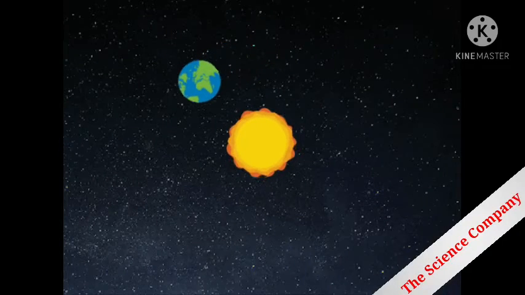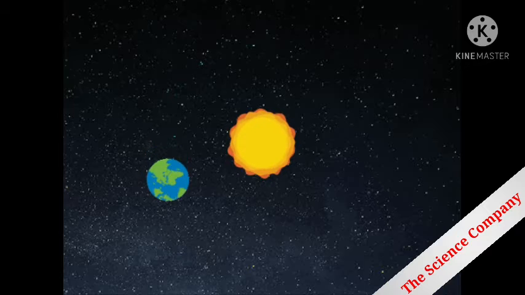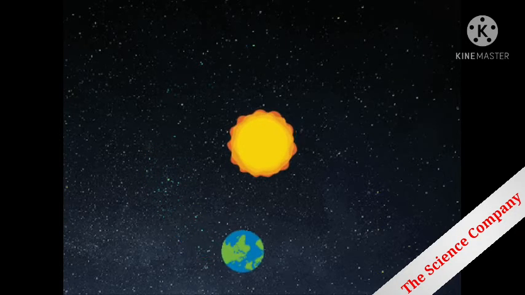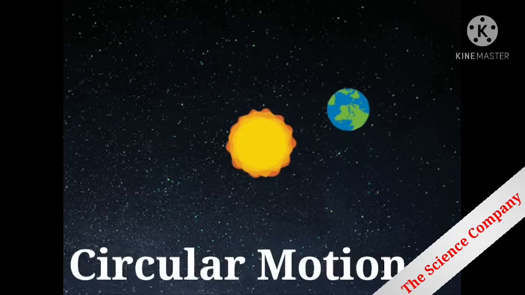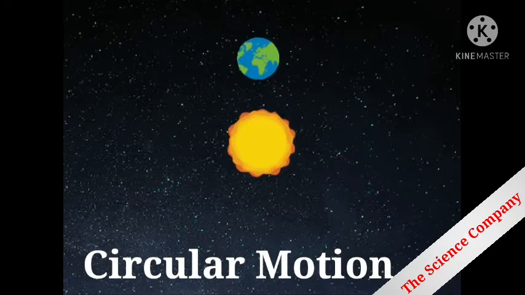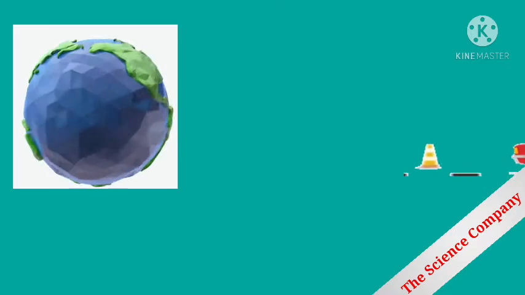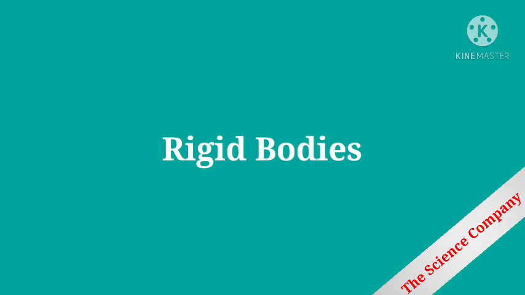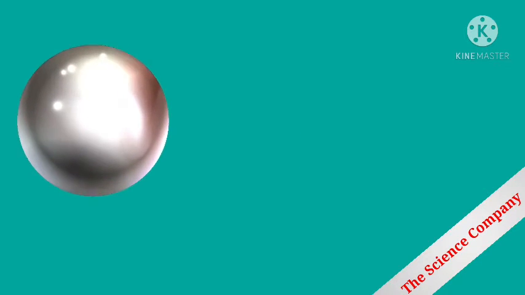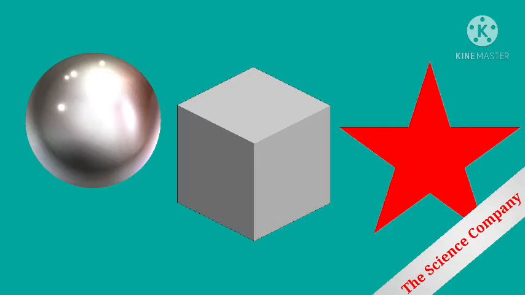At the same time that the Earth spins on its axis, it also orbits or revolves around the Sun. This movement is called circular motion. Rotational motion is more complicated than linear motion, and only the motion of rigid bodies will be considered here. A rigid body is an object with a mass that holds a rigid shape.